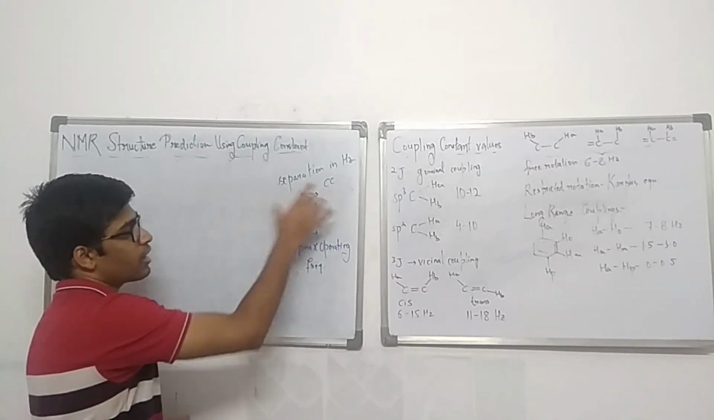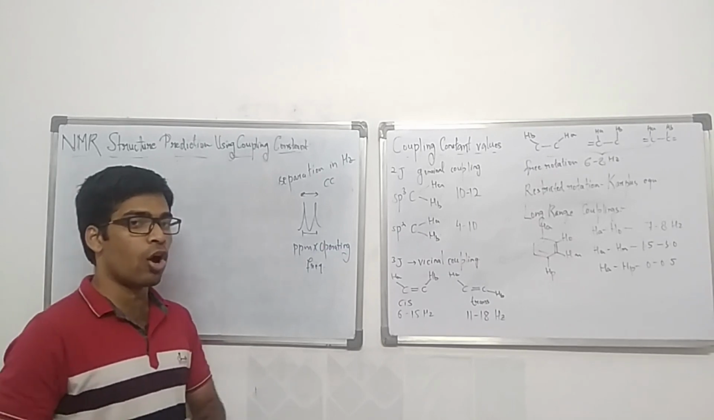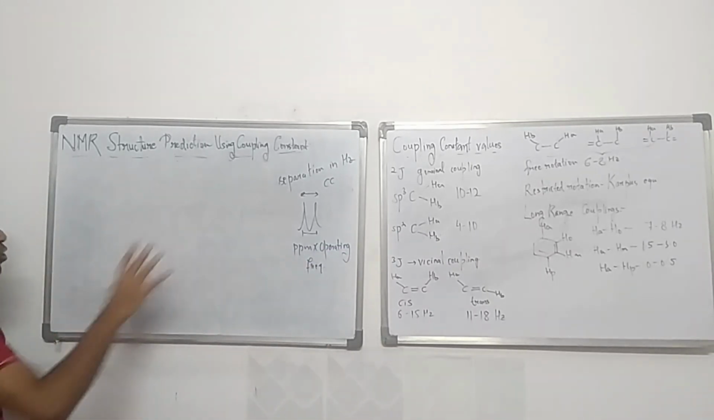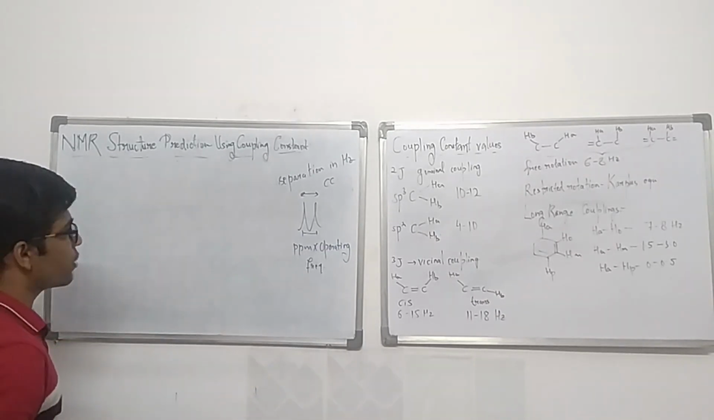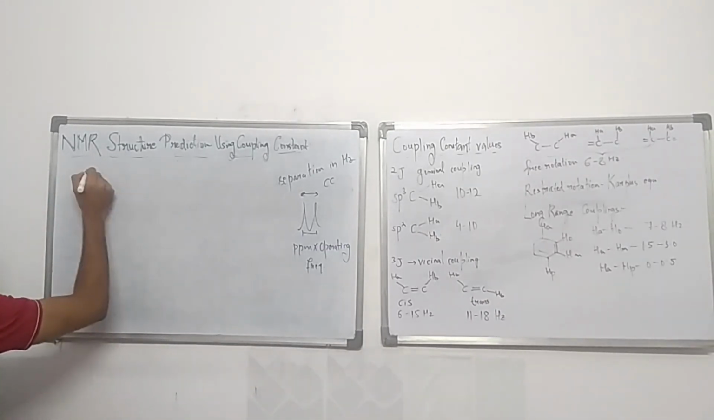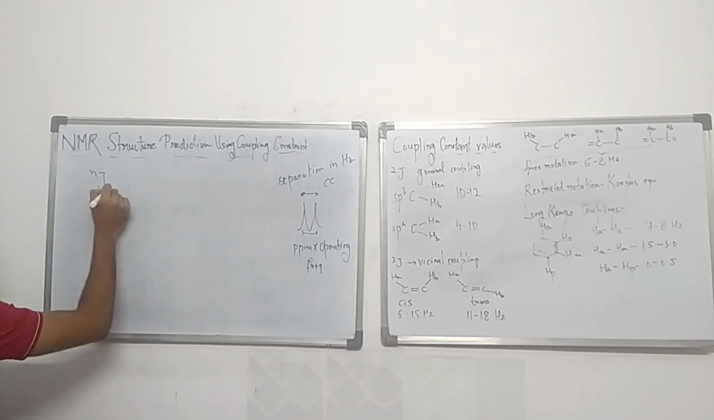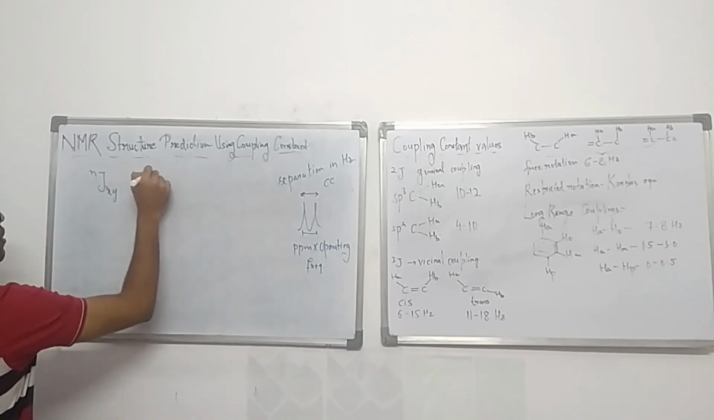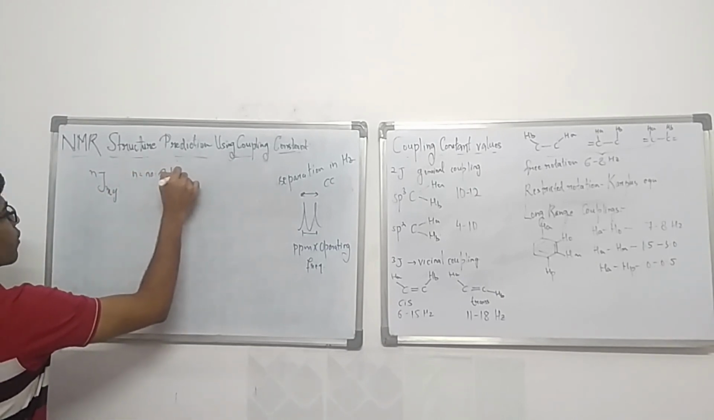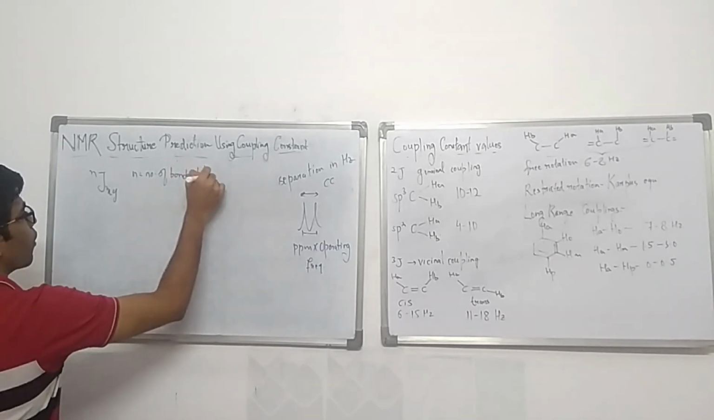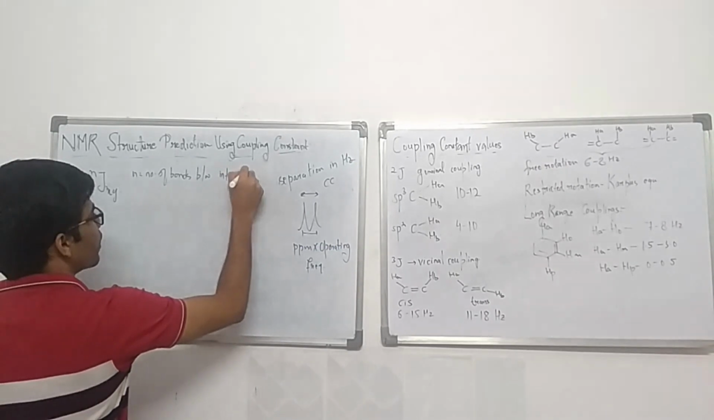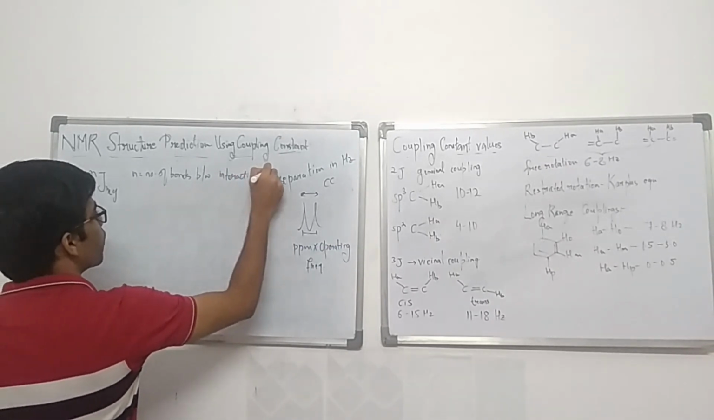That means the value of the coupling constant will give me the information of the neighboring proton. Let's take an example. So before that, what is the symbol of coupling constant? Coupling constant is represented by nJXY, where n is the number of bonds between interacting protons.